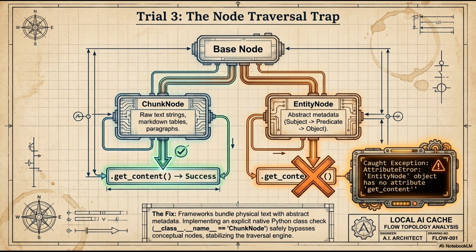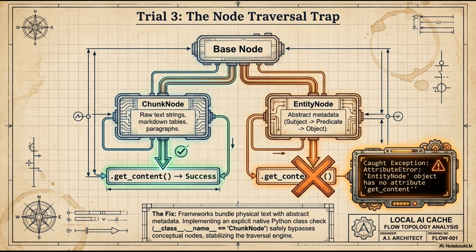This requires understanding the internal node anatomy of the LlamaIndex property graph abstraction. When LlamaIndex ingests a document, it doesn't just create a single monolithic object in memory. It splits the data representation into a dual-layer architecture consisting of chunk nodes and entity nodes. Okay, a chunk node sounds pretty literal. It holds the actual data, right?